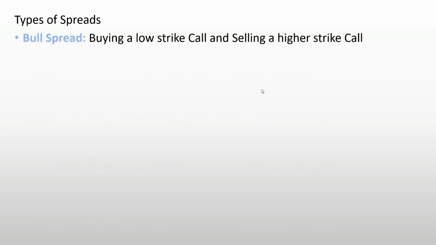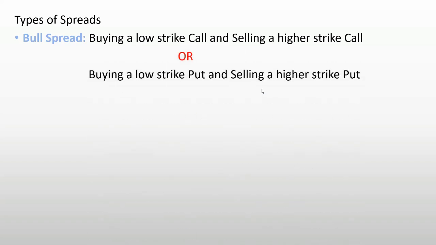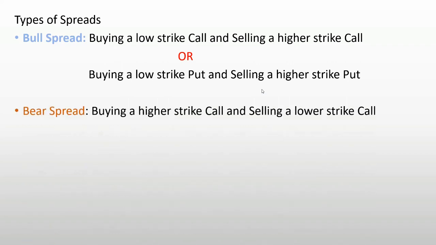So let's discuss different types of spreads. First, bull spread. We did it already. We buy a low strike call and sell a high strike call, which is a bull spread. Equivalently, we can make a bull spread using put options: buying a low strike put and selling a higher strike put. When we want to make a bull spread, we have to buy the lower strike and sell the higher strike, using only calls or only puts. That's the bull spread.